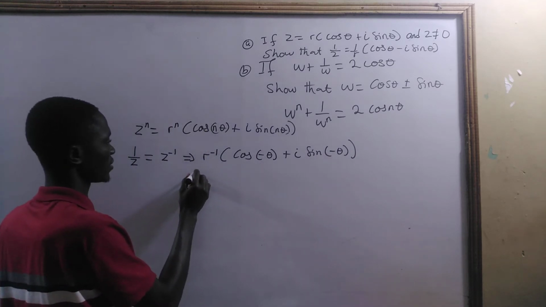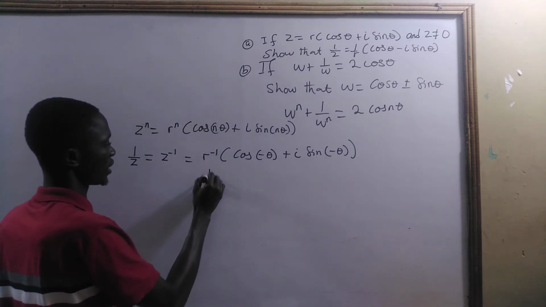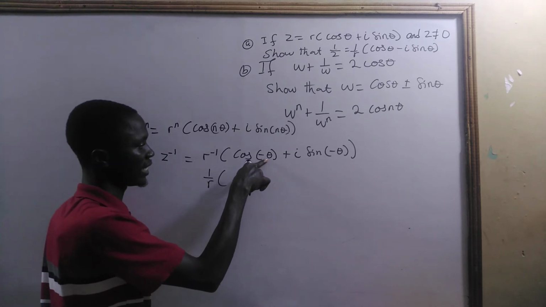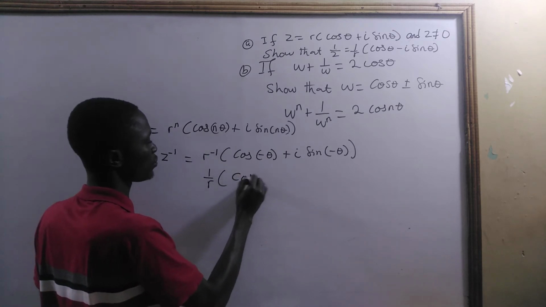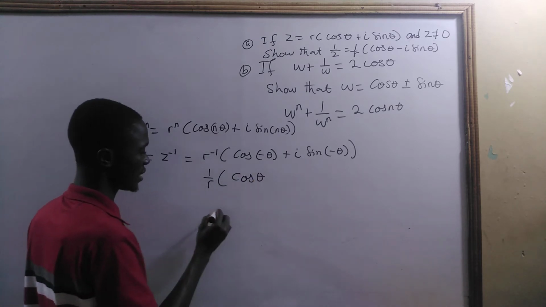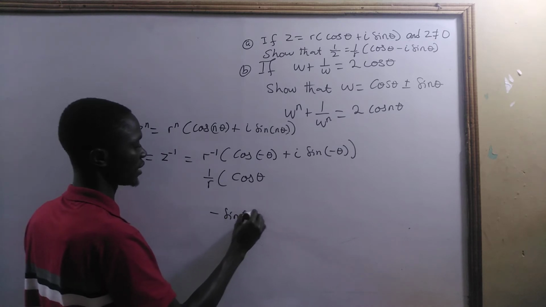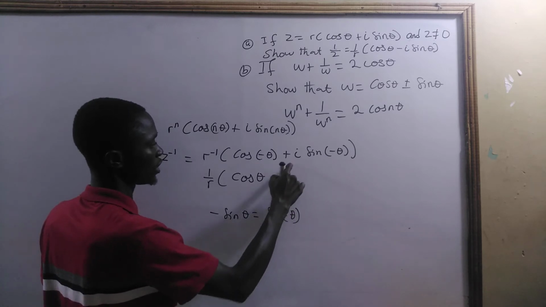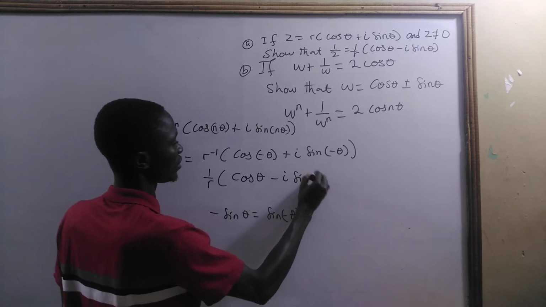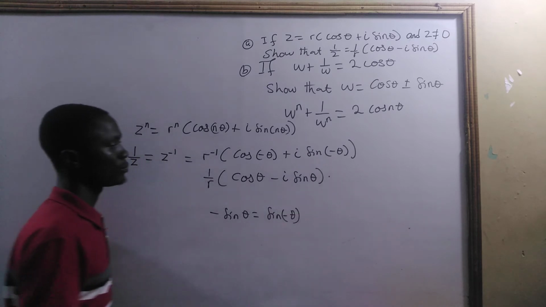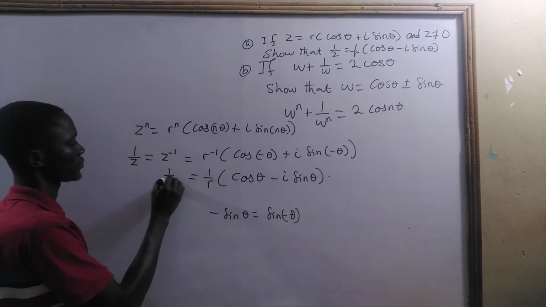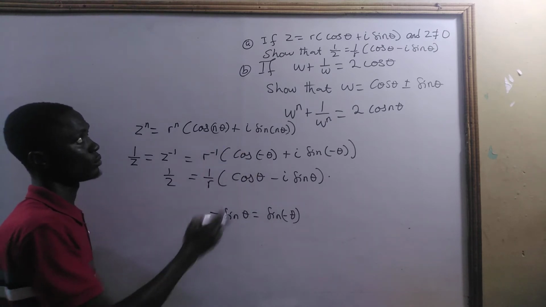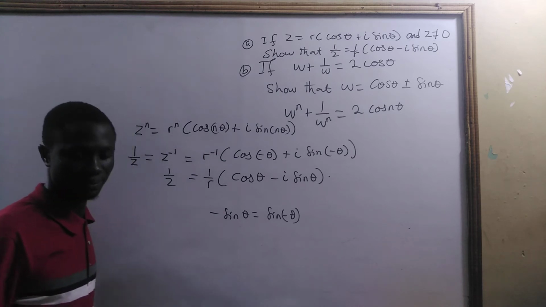And this will give us 1 divided by r, into bracket, cosine of negative angle is the same as cosine of positive of the angle. And here, sine of negative theta is equal to minus sine of theta. So here you have minus i sine of theta. Hence proved. That is using De Moivre's theorem. If you are not using De Moivre's theorem, you can rationalize and you get the same answer.